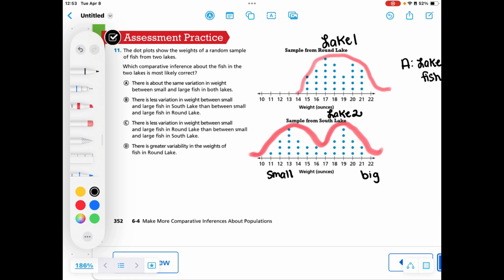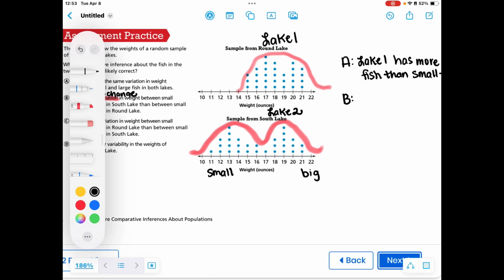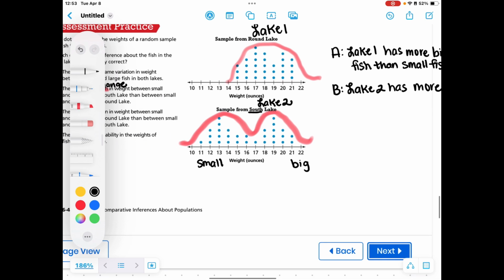So with B, there is less variation in weight between small and large fish in South Lake than between small and large fish in Round Lake. So that's where you got to know your vocabulary. Less variation is going to be less change. Which, I mean, I disagree with that too. If anything, I think it's vice versa. For B, I think South Lake, which I'm labeling as Lake 2, has more variation. Definitely not less.